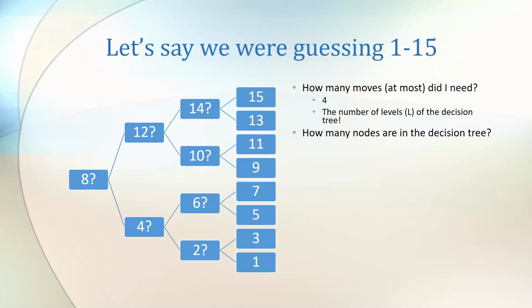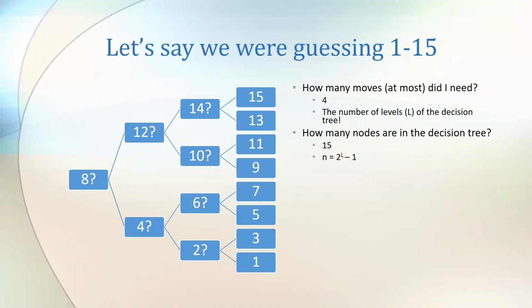Okay. Other question: how many nodes are in this tree? The answer is on the slides. 15. It's 50 possibilities, right? All right. So here's a little formula here.